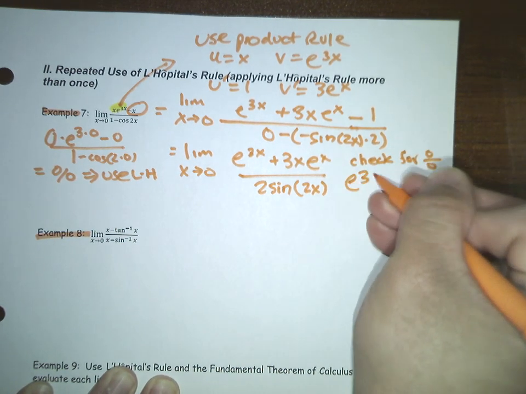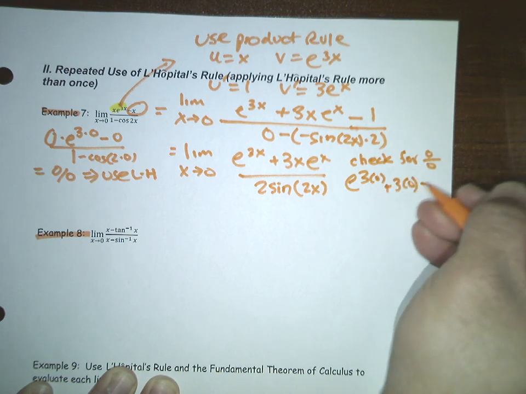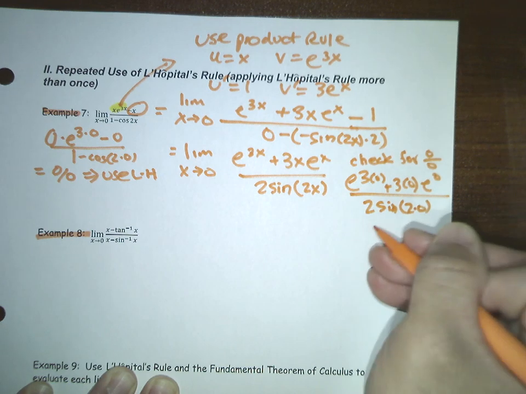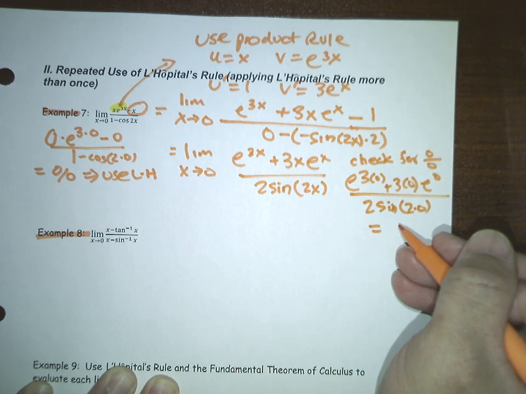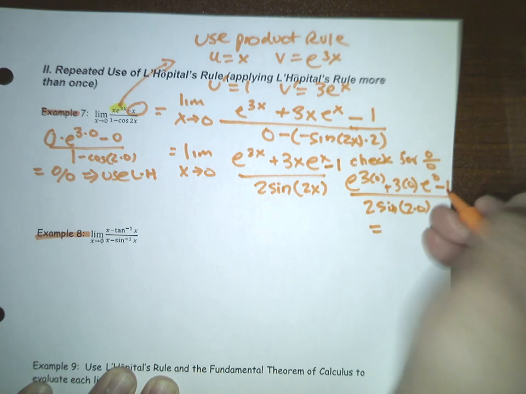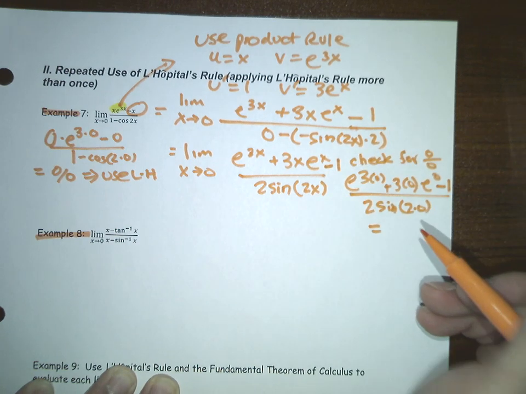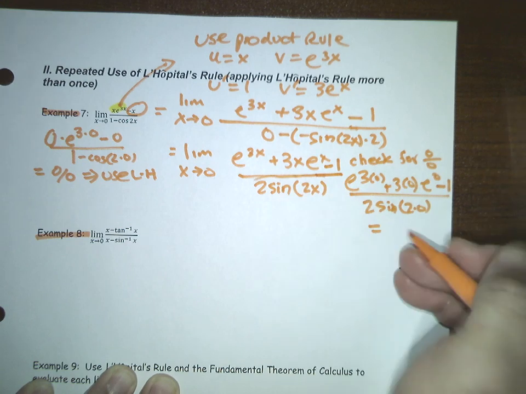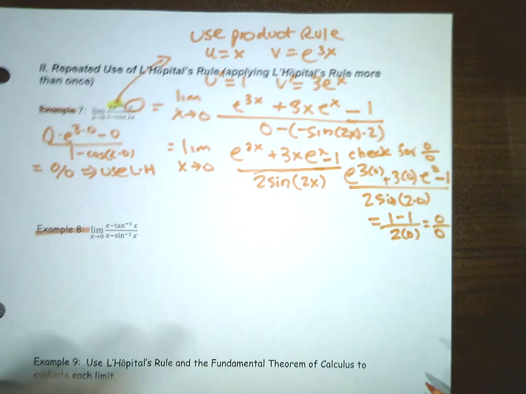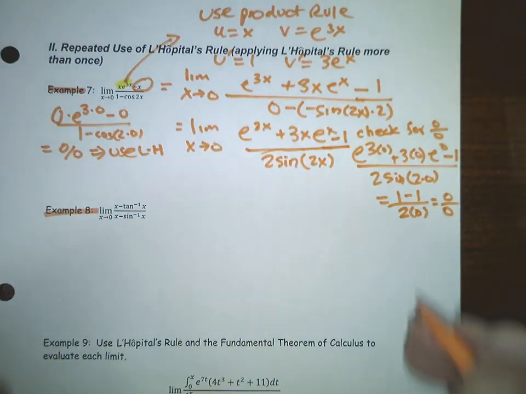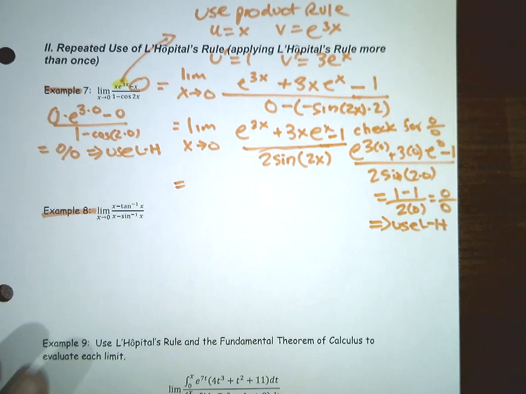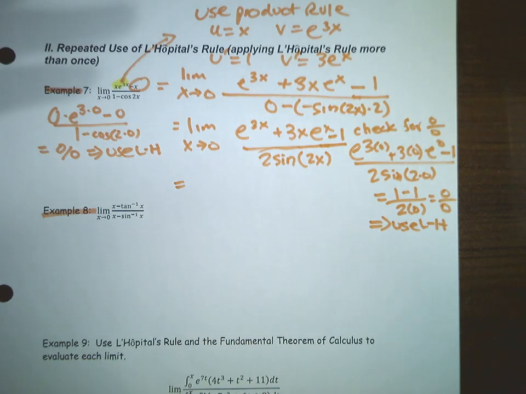So that's e to the 3 times 0 plus 3 times 0 times e to the 0, all over 2 times sine of 2 times 0. Oh, I didn't write the minus 1. Whoops, minus 1, that would have really done me in. So that will be 1 minus 1 over 2 times 0, so that's still 0 over 0. That means I need to use L'Hopital's rule a second time here.